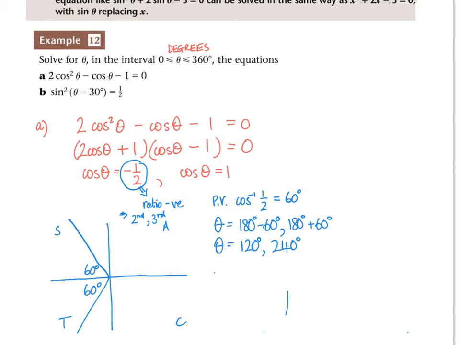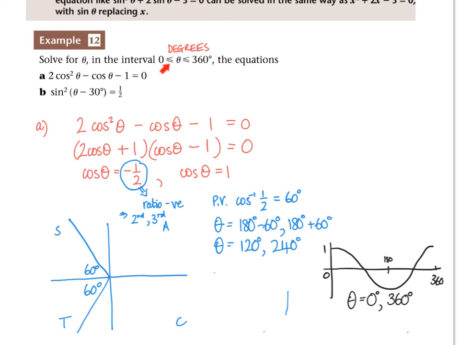Now if we look at cos theta equals 1, I'm going to draw a graph of cosine going from 0 to 360. So there's 1, but 1 is at 0. You can see from the graph that 180 is halfway. So from the graph we get theta must be equal to 0 degrees and 360 degrees. And it's allowed to equal either of those because the inequality has equal signs on it.